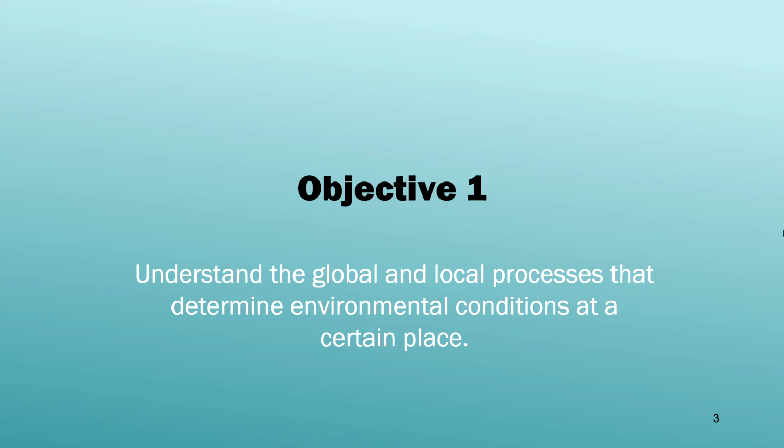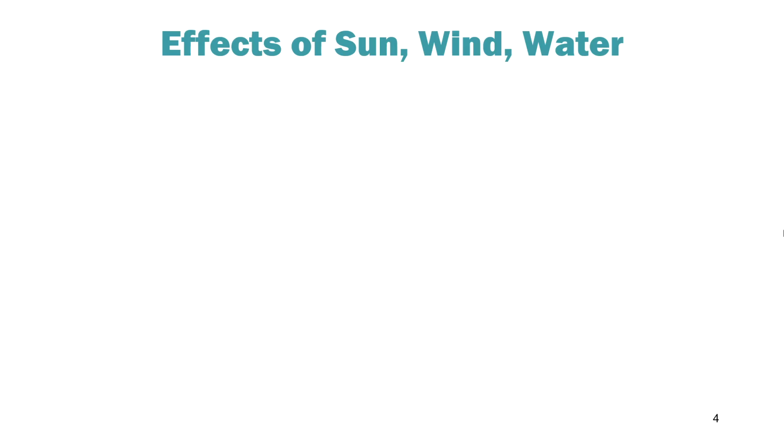So we're going to be talking about global and local processes that determine environmental conditions at a certain place. So basically, why is it that we have a temperate climate here, but up at the North Pole it's very cold, and in the tropics it's very nice and warm and humid? Those types of questions. So the big things that impact the climate and what can live in a certain environment are going to be sun, wind, and water.